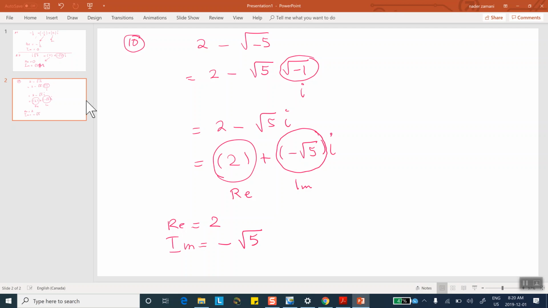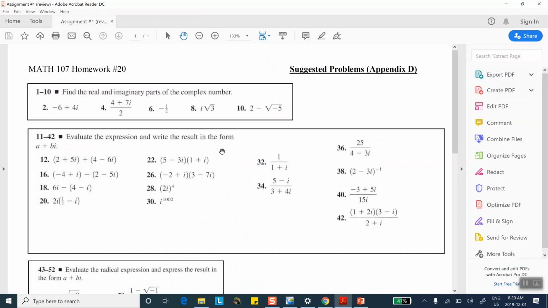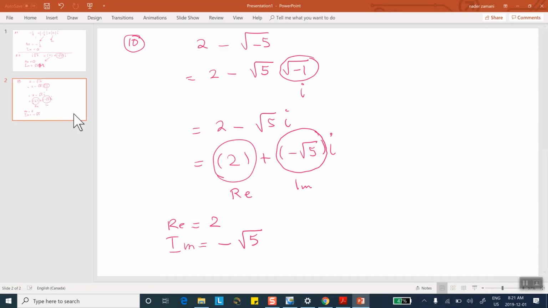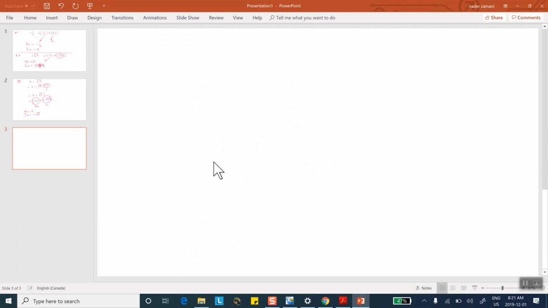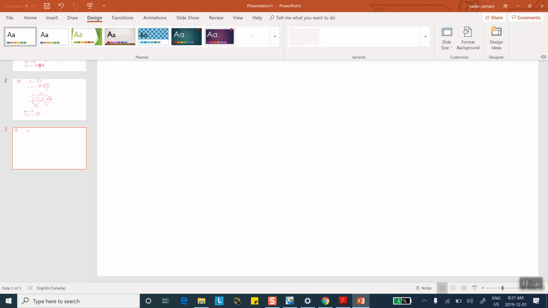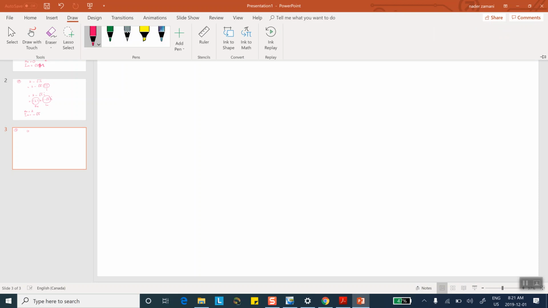Okay, now let's do the other category of problems. That's these ones, 12 through 42. It says evaluate the expression and write the result in the form a plus bi. See that? It says simplify and do it as a plus bi. Okay, so let me insert a page here. Okay, so number 12, something like that is written. 2, design. Where's the eraser? Draw, maybe. Yeah, draw.